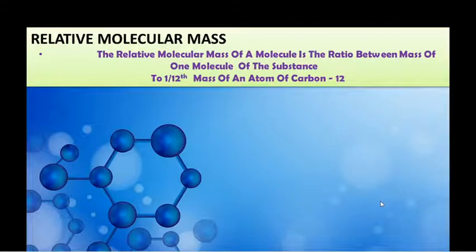So the next important topic is relative molecular mass, which is related to relative atomic mass. The relative molecular mass of a molecule is the ratio between the mass of one molecule of the substance to 1 by 12 the mass of an atom of carbon 12. You just take a water molecule. The water bottle is full of water molecules only.